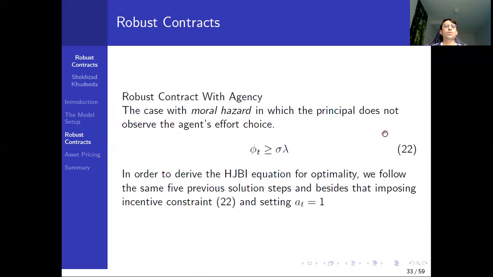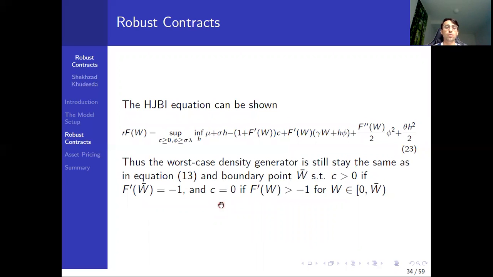Now the robust contracts with the agency. In this case, we consider our equation 4, which was the incentive constraint. This case is called the case with moral hazard, in which a principal doesn't observe the agent's choice. We set this condition, and our goal is also to obtain an HJB for optimality. We follow the same previous solution process steps. Besides that, we consider the incentive constraints, and setting them, the HJB can be written as the following.